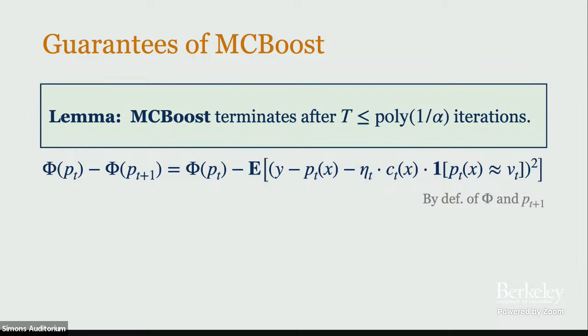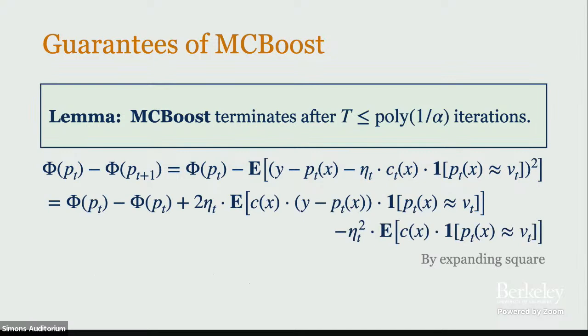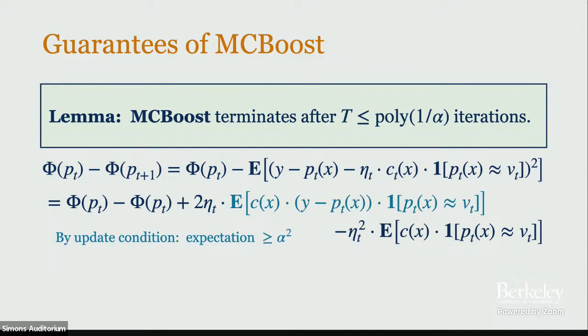Okay, so how does it go? There's going to be some arithmetic here, but I'm going to expand out the definition of PT plus 1, where this is my updated predictor, and I'm taking the squared error. I'm going to expand that out in order to pull out this y minus pt term squared, which gives me the potential from before to cancel that out. I'm left with 2 other terms. The first term is exactly this condition on which we're basing our update, from the update condition in the algorithm. This value is at least alpha squared.